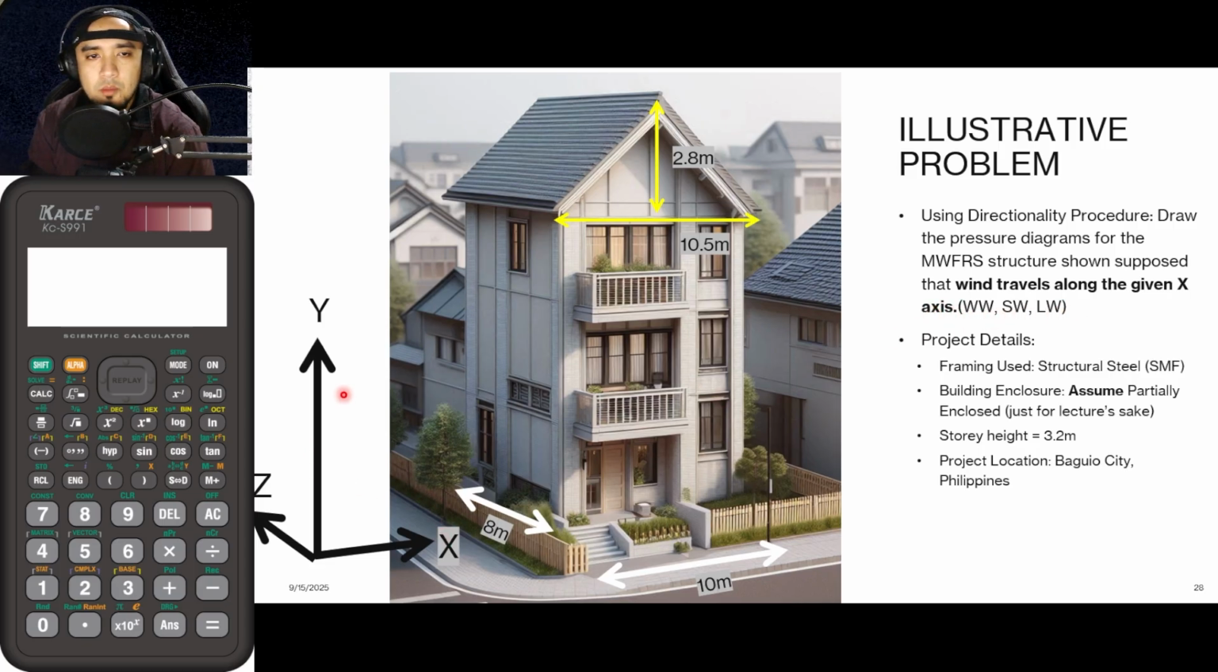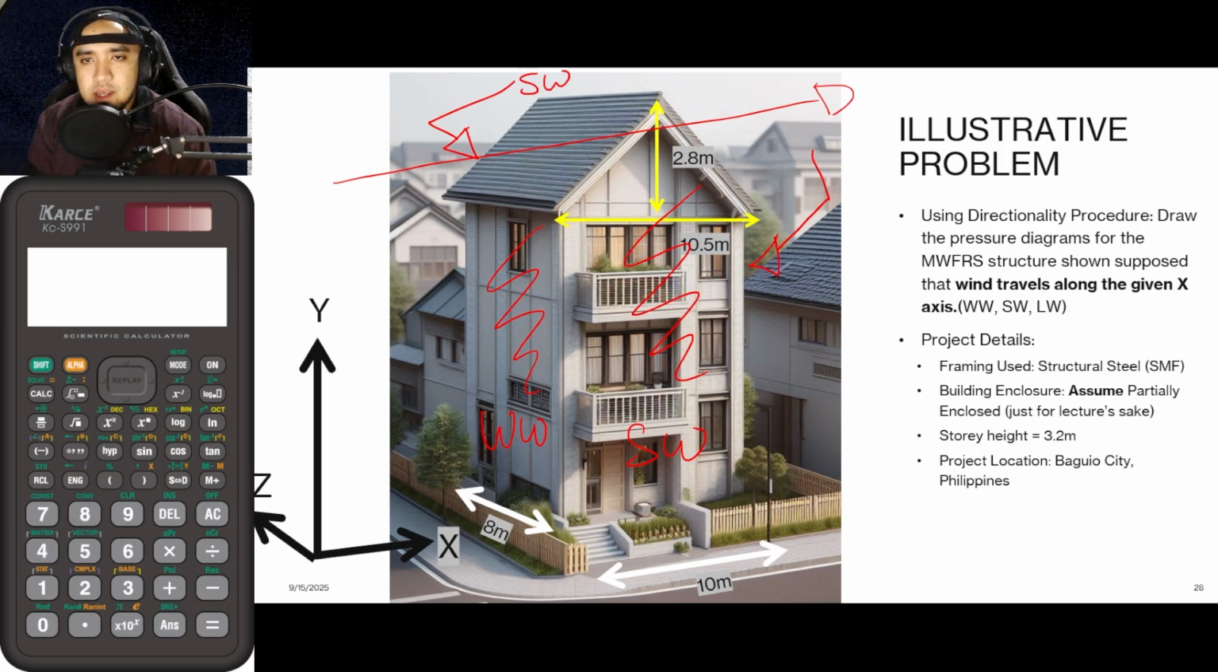So in this problem, we have a y, z, and x-axis. And in our analysis, we are to assume that wind travels towards this direction. That makes this surface here the windward wall, this surface here the side wall, as well as the back part of the building, which will also be considered a side wall. And we'll be considering this surface here at the right of the building as the leeward wall.